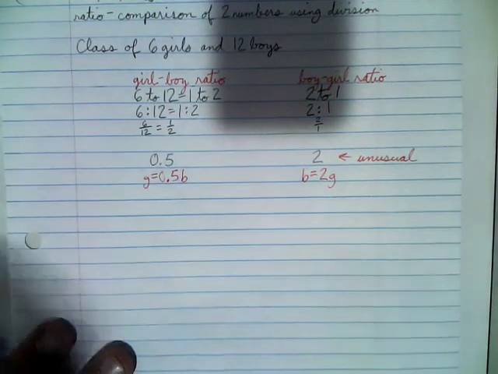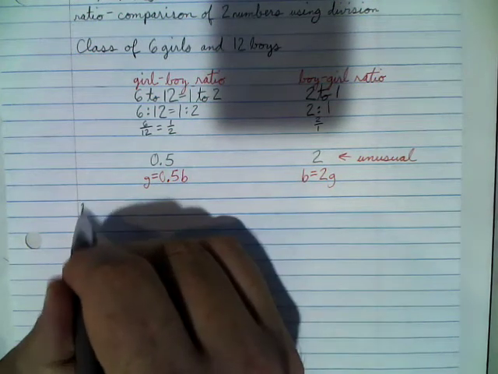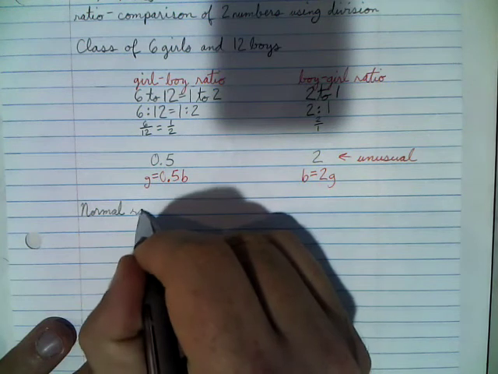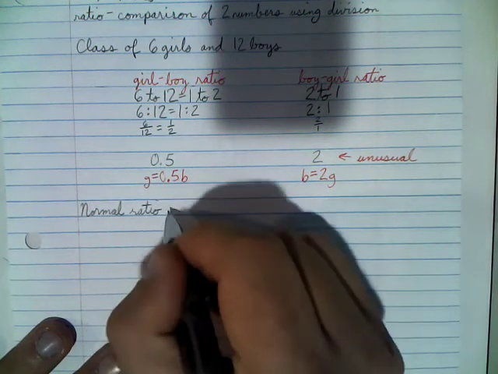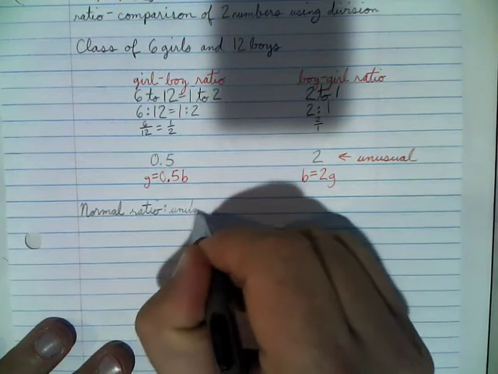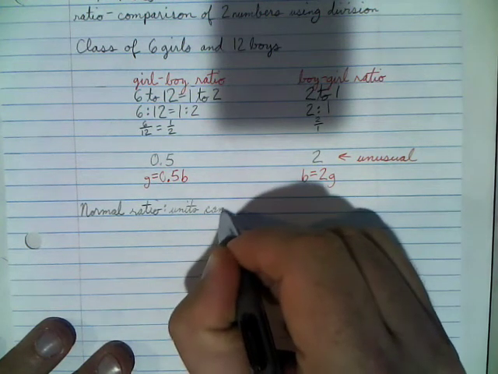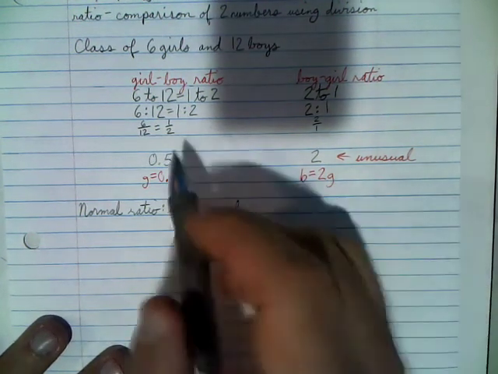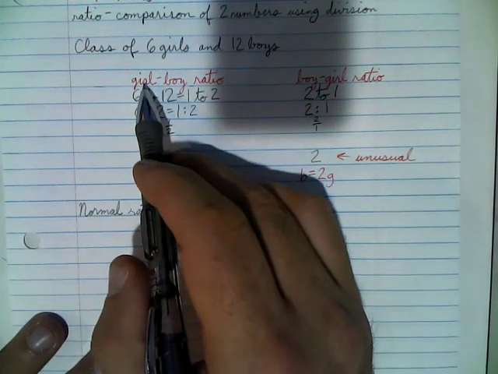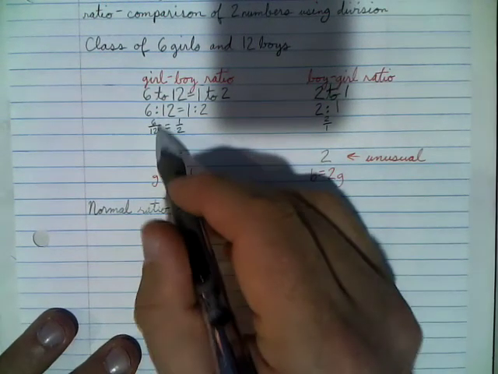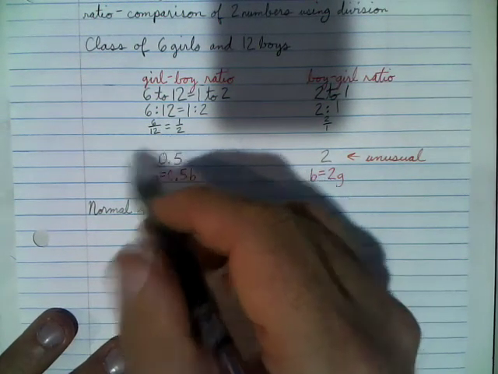Now, in a normal ratio, just a plain old normal ratio, one of two things usually happens. Either units cancel, and so we could see that in the sense of, well, what is a girl? Well, a girl's a type of human being. What's a boy? Another type of human being. So you have human beings over human beings, and that would cancel.